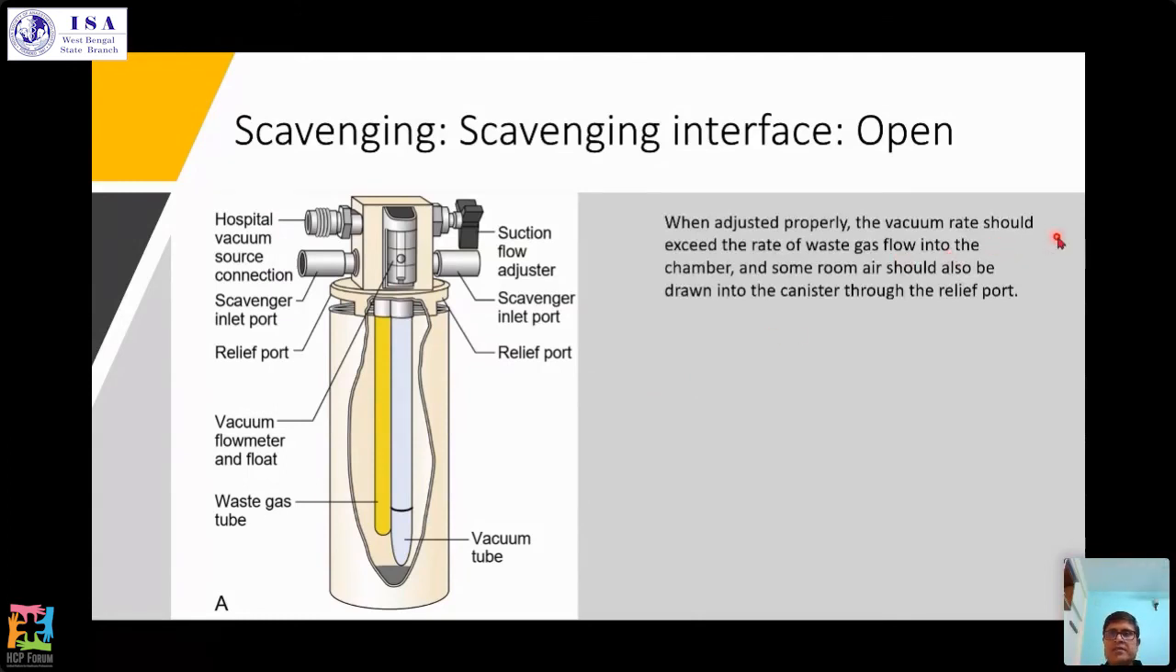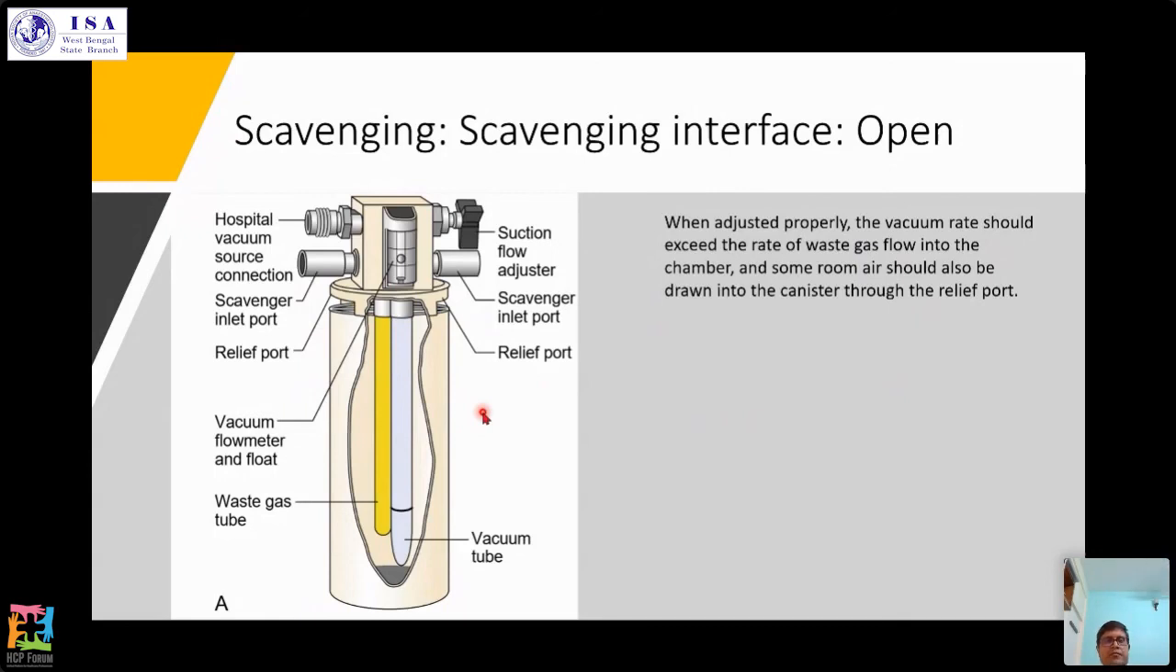So when we have adjusted properly, the vacuum rate should exceed the rate of waste gas flow into the chamber. And some room air should also be drawn into the canister through the relief port. Now, our target is to have a system which is functioning, which is drawing all the exhaust gases out. If our vacuum is too less, then there will be buildup of exhaust gases here, and it will spill out into the operating room. So our whole purpose is defeated.